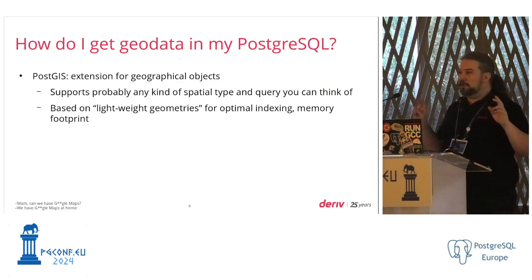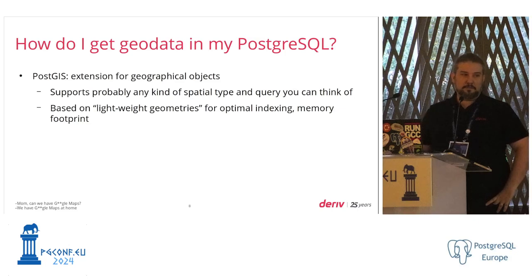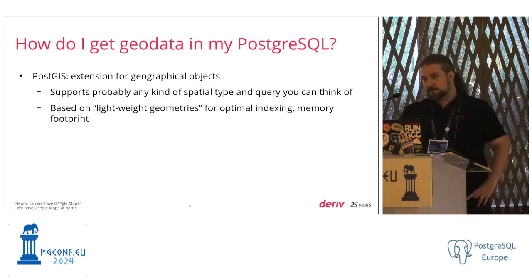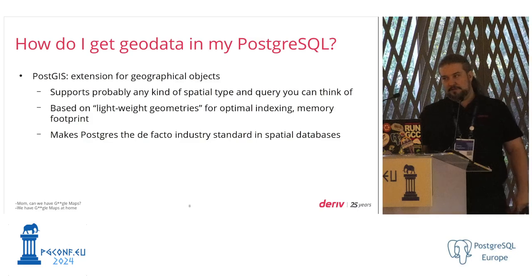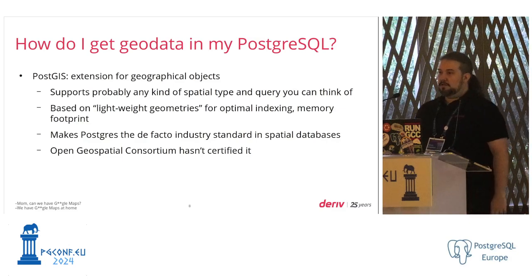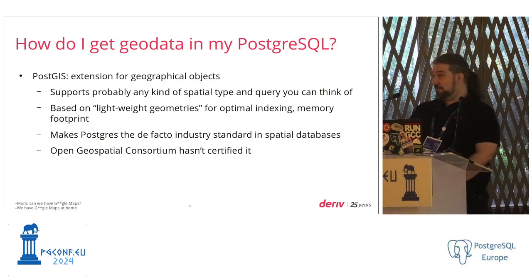It is based on what are called lightweight geometries, and this means that the geodata you store in PostGIS can be indexed very well, and they have a very small memory footprint. All of these things now make Postgres the de facto industry standard in spatial databases. You will find that most people who know what they're doing with GIS may not be using Postgres as their primary tool, but they certainly have Postgres with PostGIS somewhere in the backend. However, the Open Geospatial Consortium hasn't certified it.